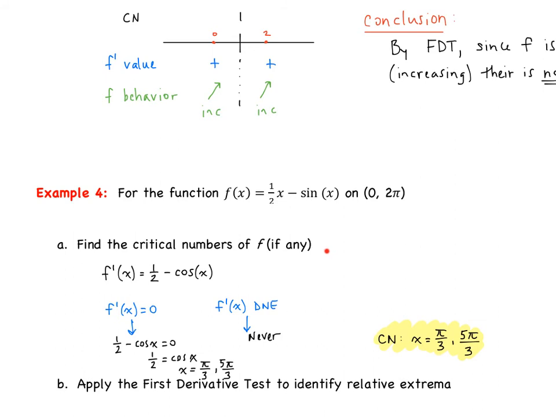So when I'm asked to find the critical numbers, I always think first derivative. Okay, so we need to find the first derivative. So first derivative of 1/2 x is 1/2. The derivative of sine is cosine. So here's our first derivative, and we know to find critical numbers, it's either when first derivative equals 0, and in that case, I set it equal to 0, and I get two values, pi over 3 and 5 pi over 3. It's also a critical number when f prime is undefined. In this case, it will never be undefined. So we have two critical numbers this time, pi over 3 and 5 pi over 3.